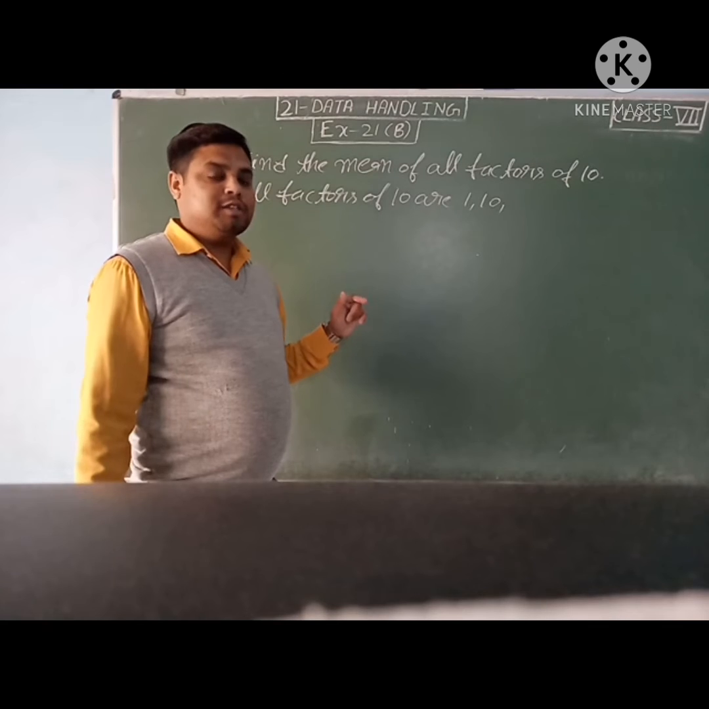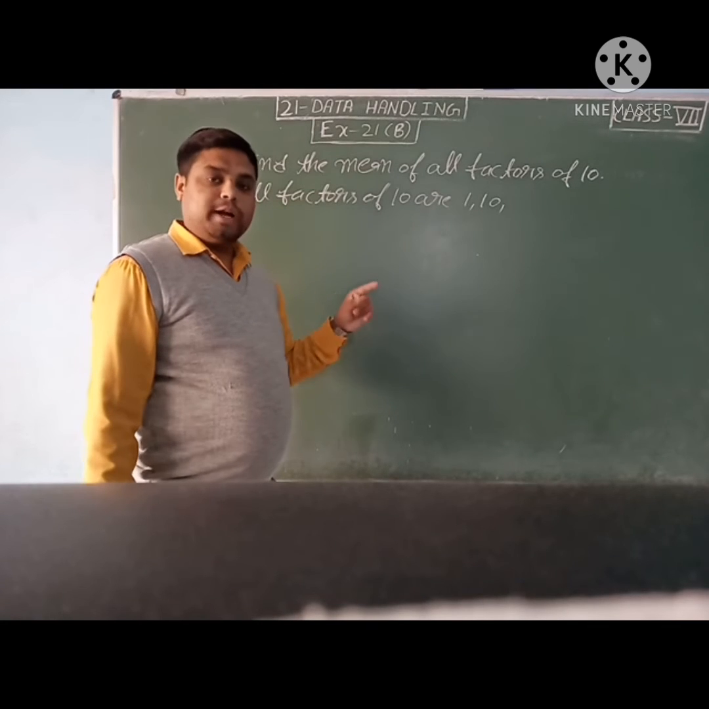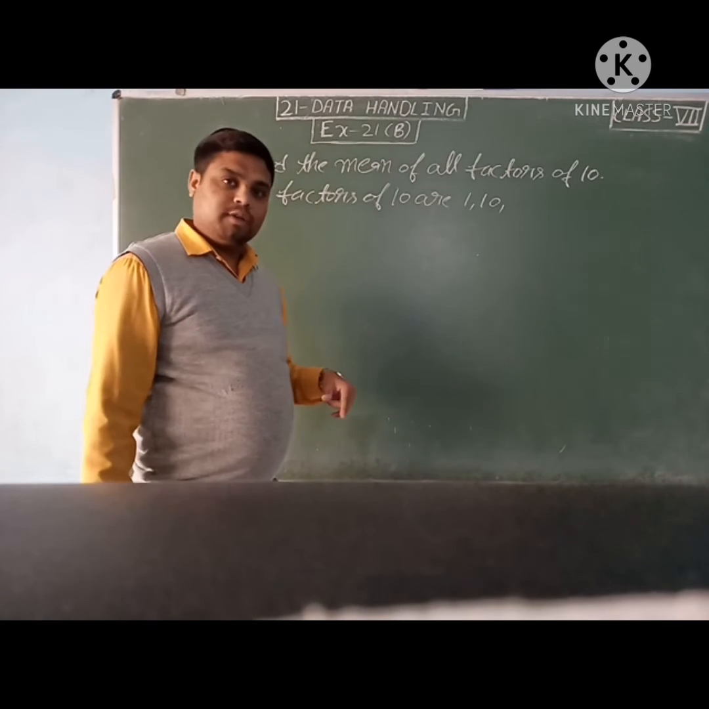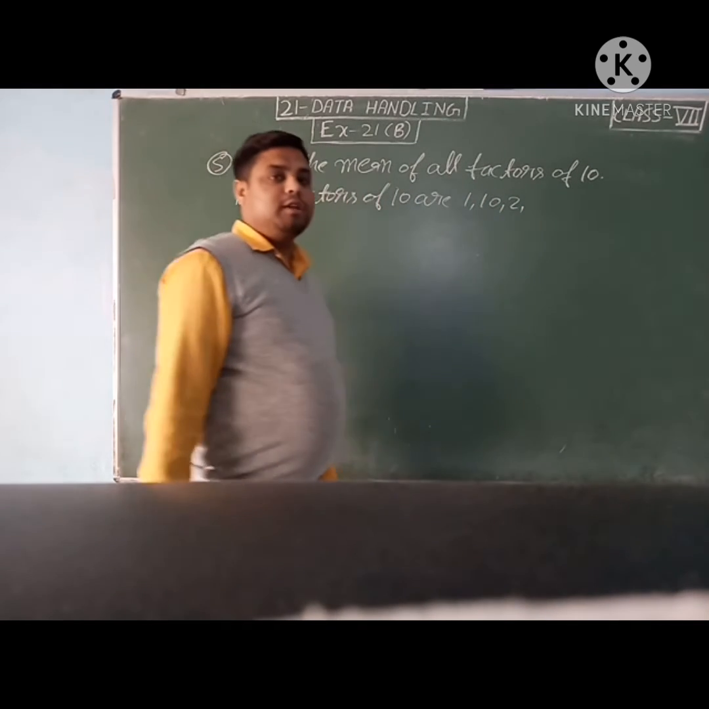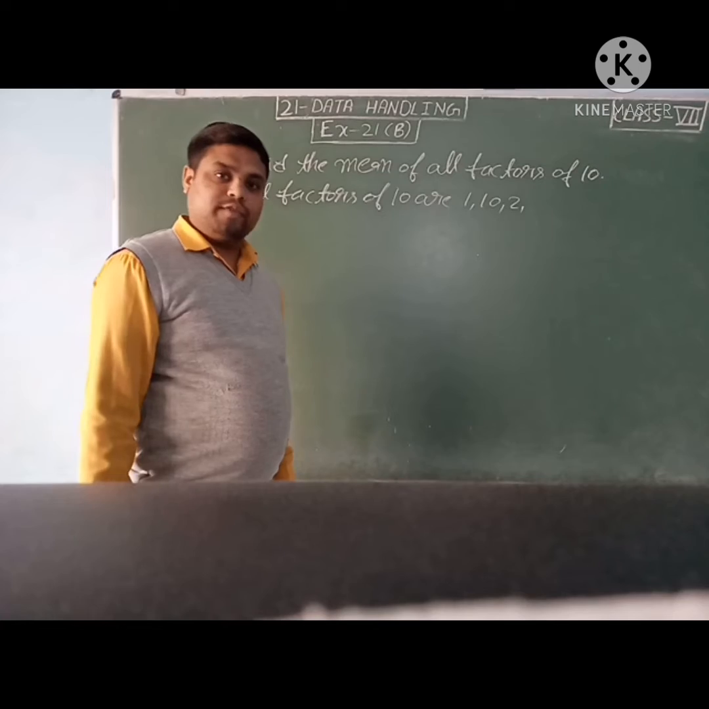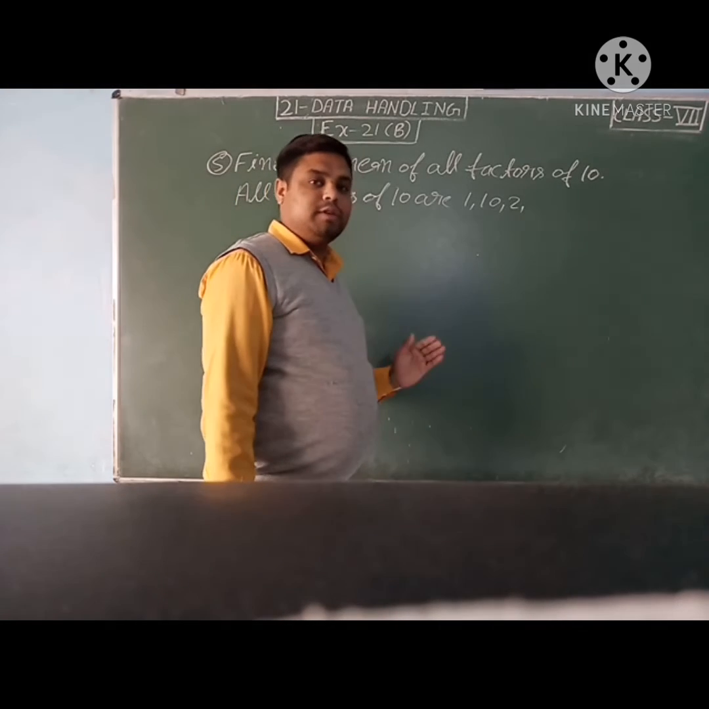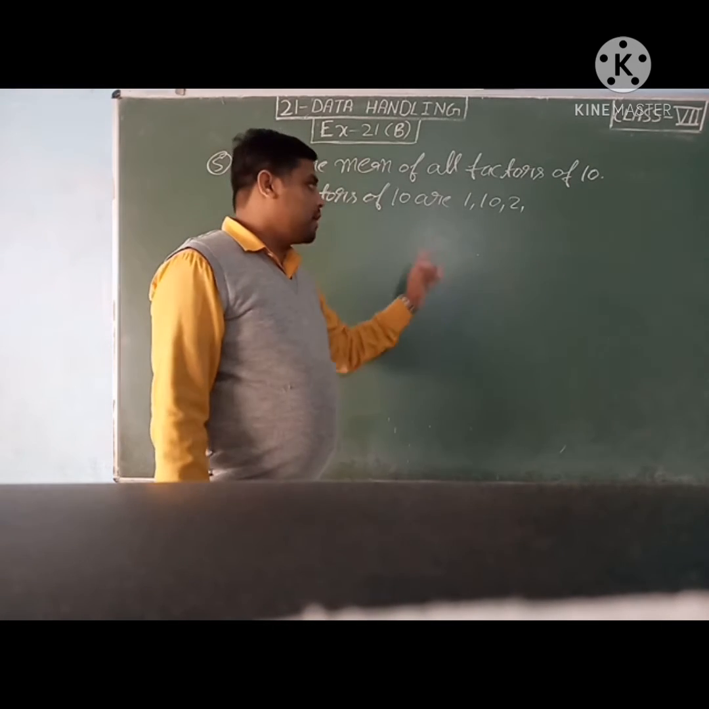After 1, next number is 2. So is 10 divisible by 2? Yes. So 2 we will write. How many times is 10 divisible by 2? 5 times. So it means 10 is divisible by 5 also. So 5 we will write here.